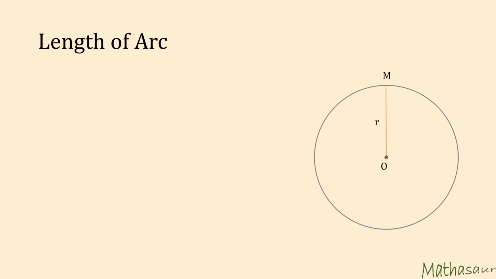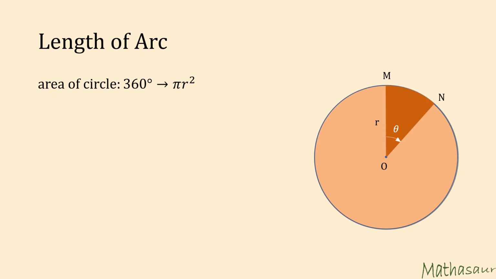Now let us take a circle with radius OM. Now recall that the area of this circle is pi r square and the area is subtending an angle of 360 degrees at the center. So 360 degrees corresponds to pi r square. Now if we were to take a sector MON such that angle MON is theta, then the area of this sector would be pi r square by 360 degrees times theta degrees.